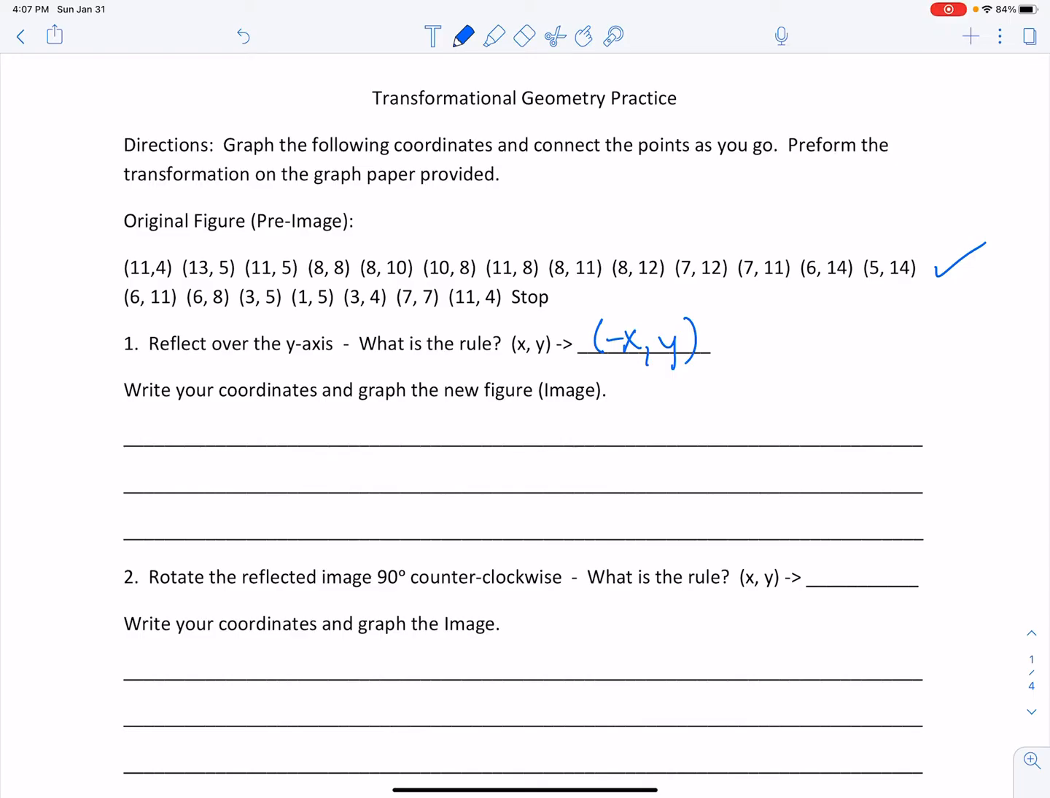So you're going to take each of these coordinates and perform that transformation. Take, for example, this first one, (11, 4). The x value is going to turn negative, so that 11 is going to be a negative. Then you'll do the next one, (13, 5), and again, the 13 is going to turn negative. You will do that with all of the coordinates, and then you will graph that.